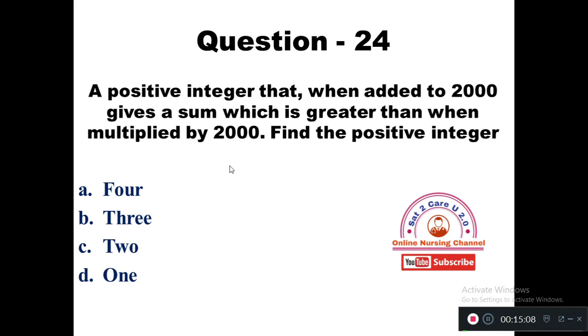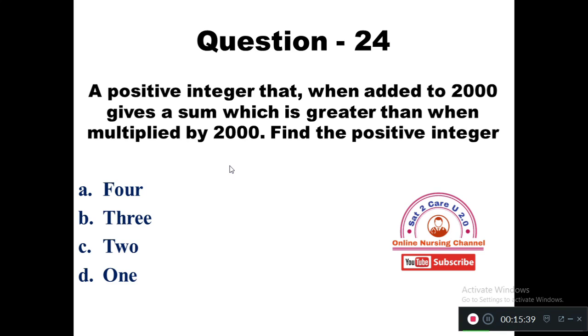So this is a numerical sum. Use your brain to solve it. Option A 4, B 3, C 2, D 1. How? When you take this number and add it with that, the answer will be larger than when you multiply the same number with 2000. Usually when we multiply, the result has to be higher than when we add.